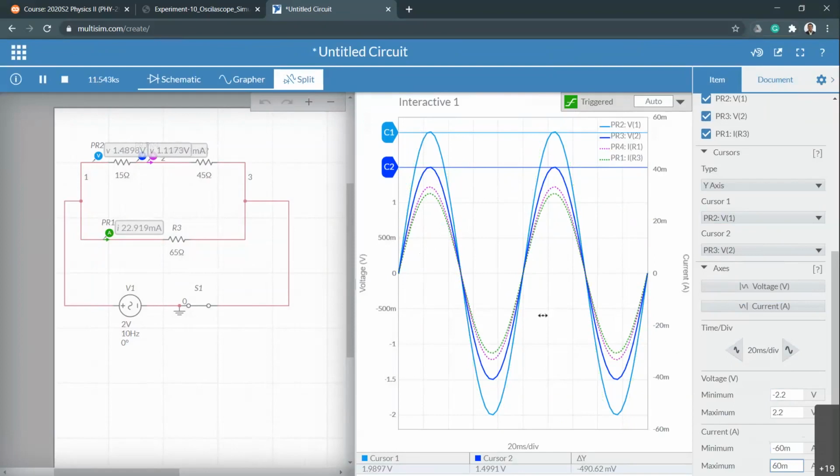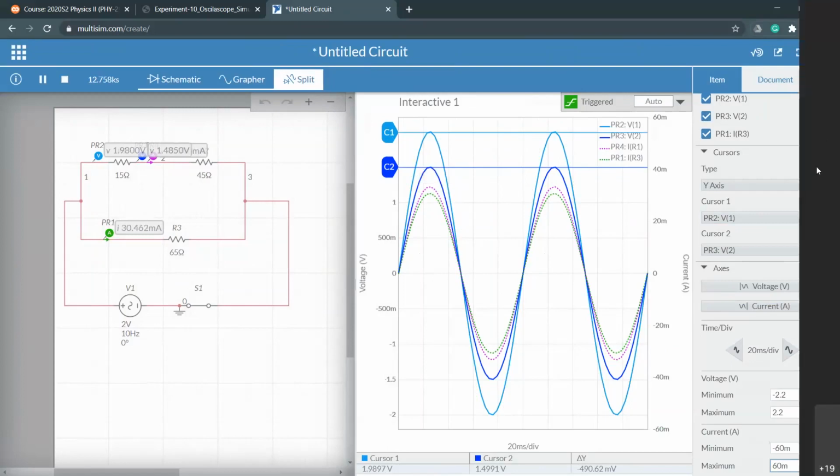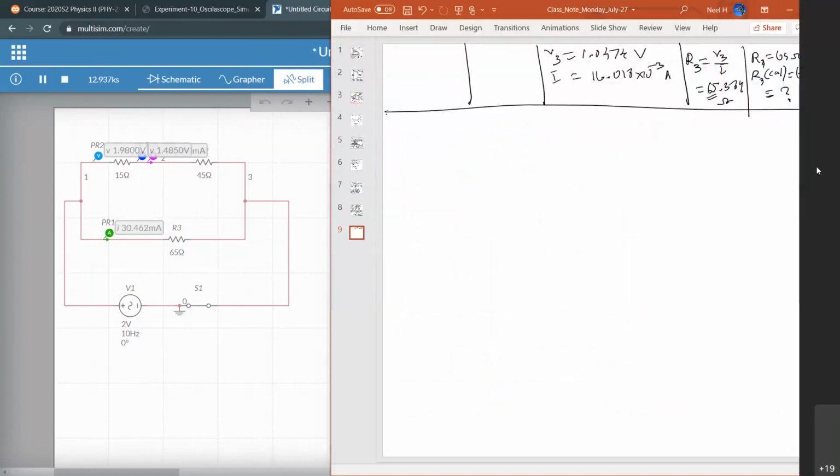Okay, now that's it. So the calculation is very simple. You have the voltage values, 1.9897 minus 1.4991, divided by the current passing through that, which is actually this pink line. You can read that even by bringing the cursor close to it, but the best way to read is by using the cursor. Okay, let's do this one first.